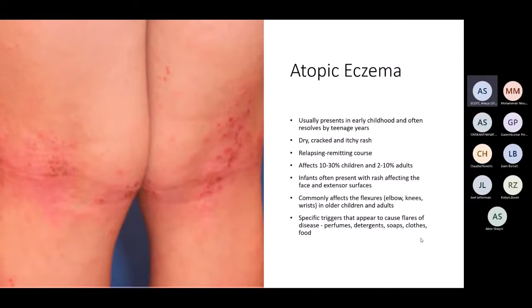And there are specific triggers for it, things like perfumes, different detergents, soaps, clothes, food. It's different for different people. But really common, and just important to be aware of. And that is the end.